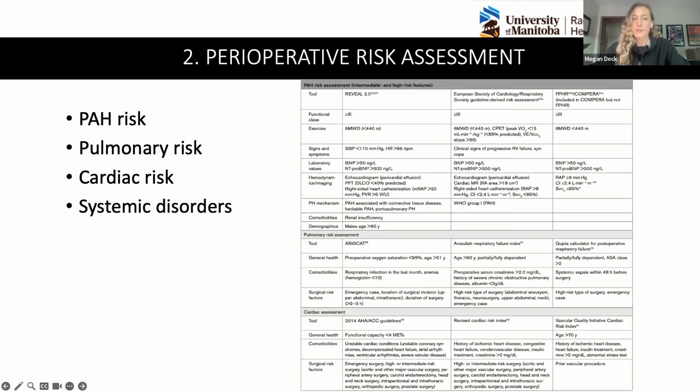The overall perioperative risk assessment should follow the usual chart review, history, physical, and investigation format, and is essentially aimed at assessing pulmonary arterial hypertension risk, isolated pulmonary risk, cardiac risk, and the risk associated with coexisting systemic disorders. There are multiple risk tools used to assess these risks based on the AHA statement, and these are outlined, I know, very small, in the table adjacent here.